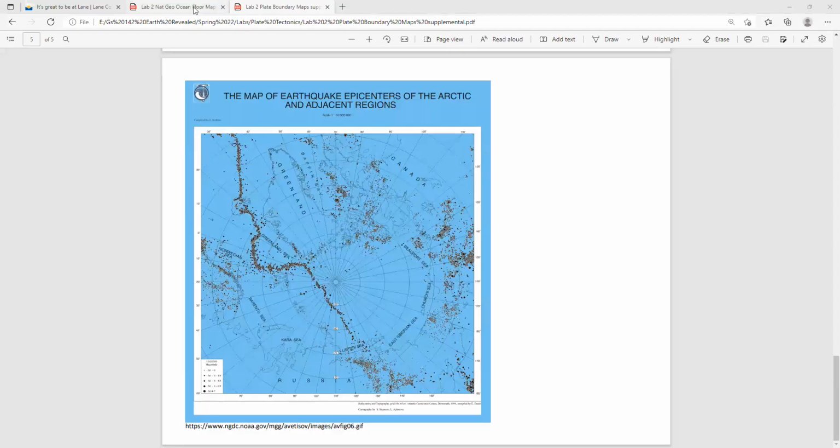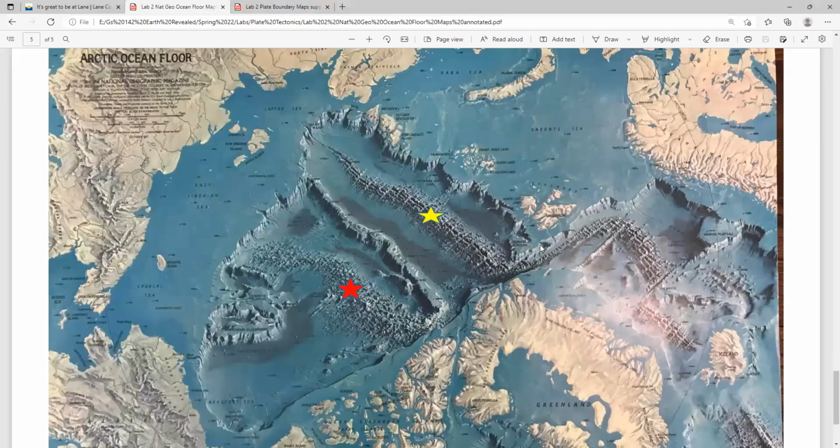Go back and take a look at that map again. This one actually has the connection to the other part of the mid-ocean ridge in the North Atlantic. That makes sense, doesn't it?